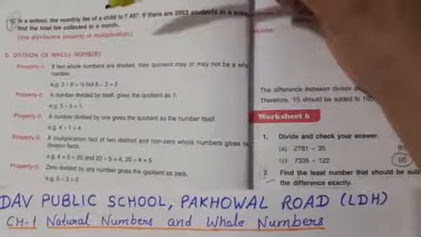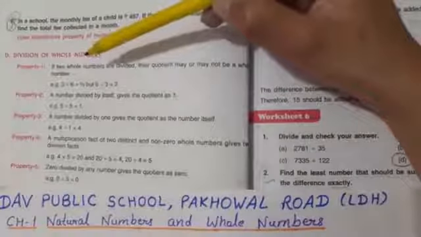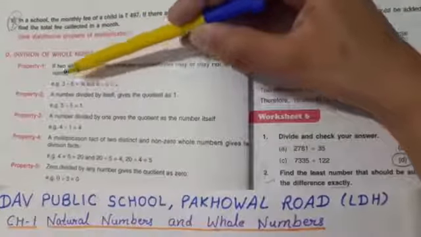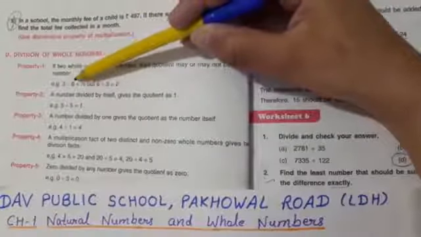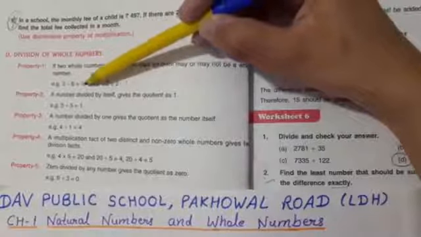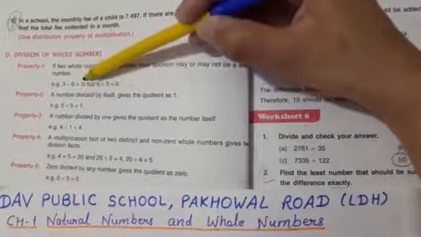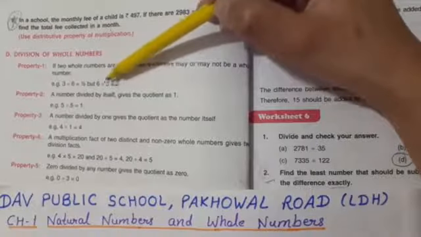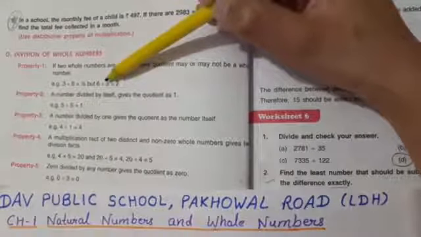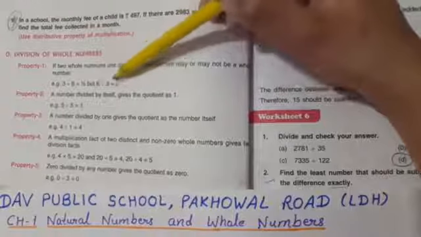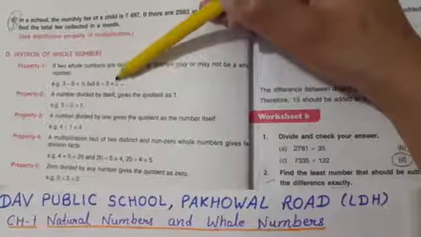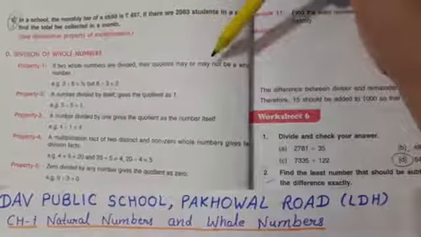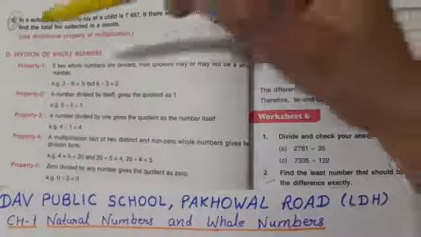Right? Here suppose we have two whole numbers, 3 and 6. If we take 3 divided by 6, then it will become 1 by 2, right? But it is not a whole number. But if we take 6 divided by 3, it will become 2, because 3 times 2 is 6, right? So our answer is 2. So here 2 is a whole number. So it may or may not be, right?